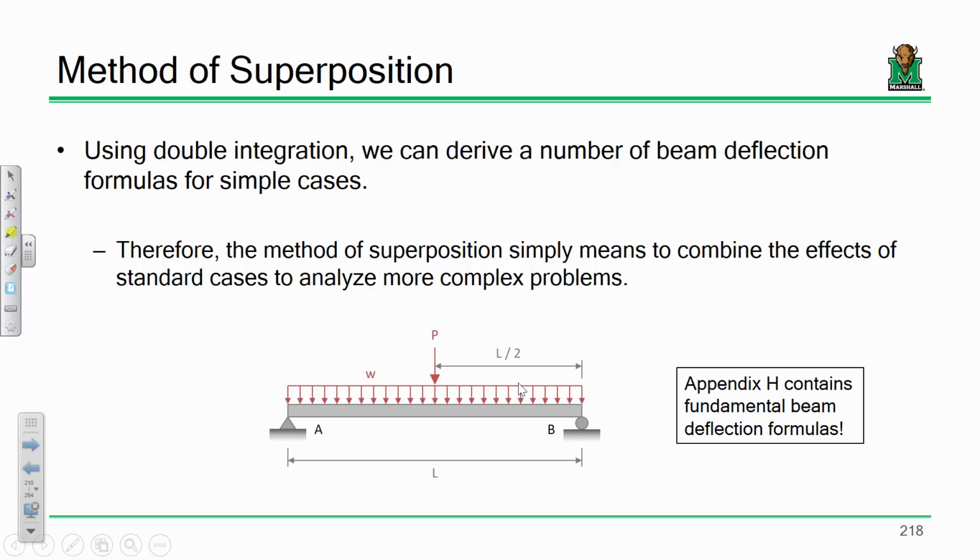Appendix H has all sorts of beam deflection equations for very, very basic cases, for very fundamentally basic cases. So the idea behind the method of superposition is, let's say you have a problem like this on the bottom. This problem is a simply supported beam, but it has two loading scenarios. It has a uniformly distributed load, and then it has a point load.